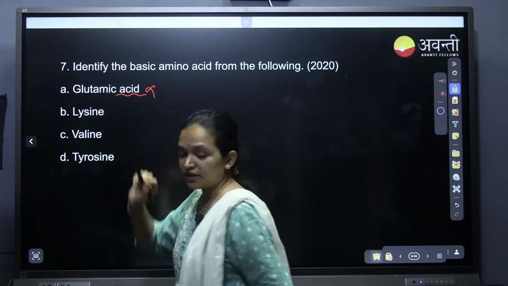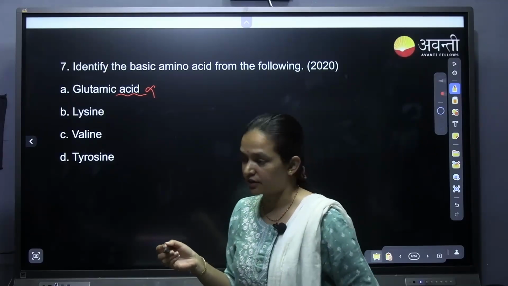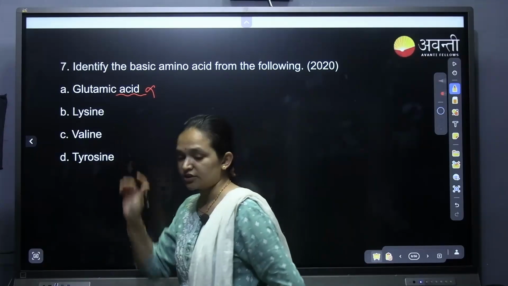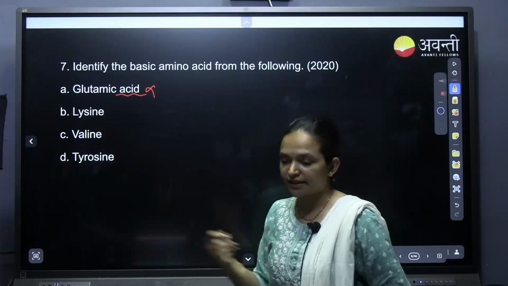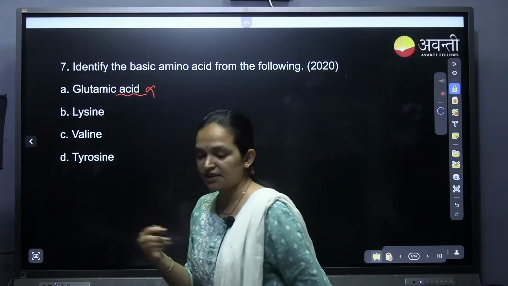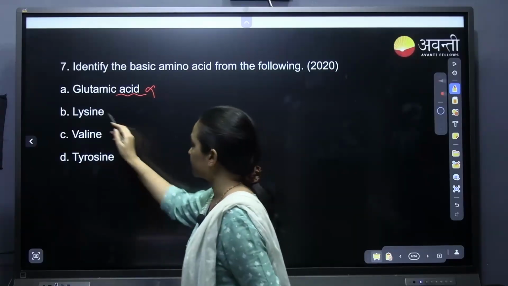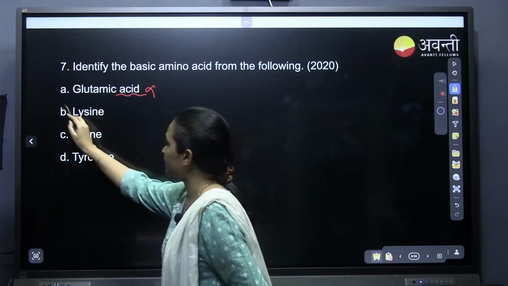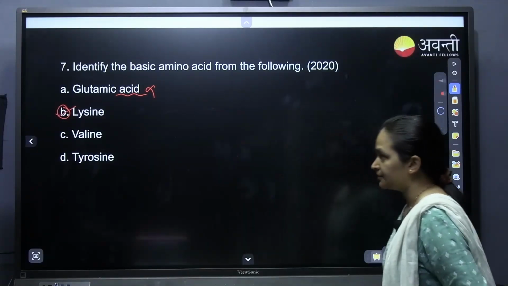Lysine and arginine. We know this when we learn about the molecular basis of inheritance, right? Lysine and arginine actually help in coiling DNA. DNA is negative, acidic in nature, so it will be wrapped around the basic amino acids, that is lysine. Yes, this is a basic amino acid, which is correct. We got the answer, that is B.